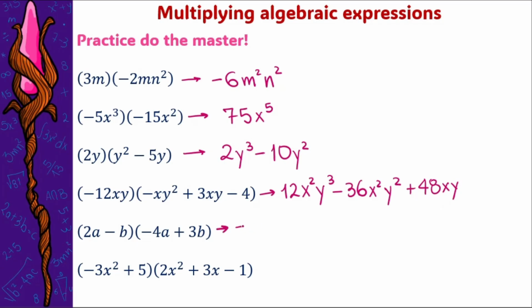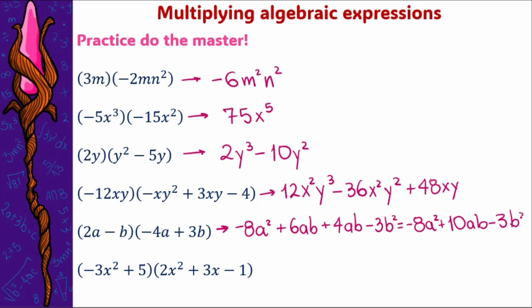For this one, you first would get minus 8a squared plus 6ab plus 4ab minus 3b squared. That you can reduce as minus 8a to the square plus 10ab minus 3b to the square.